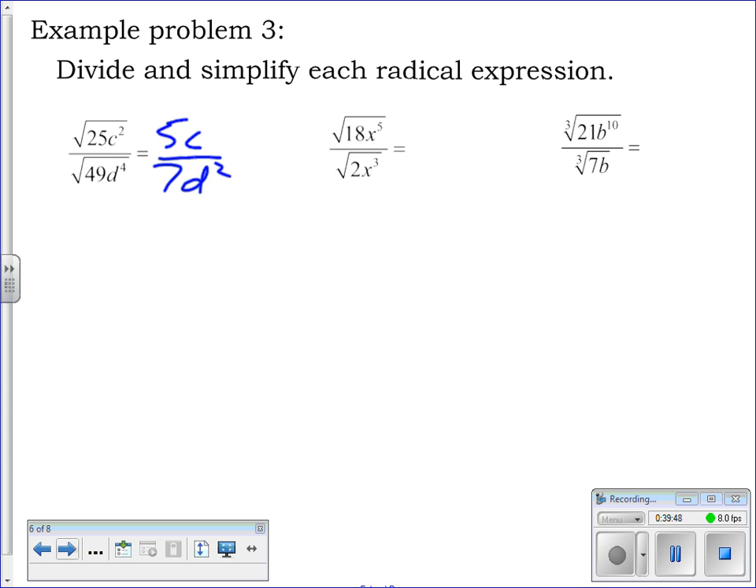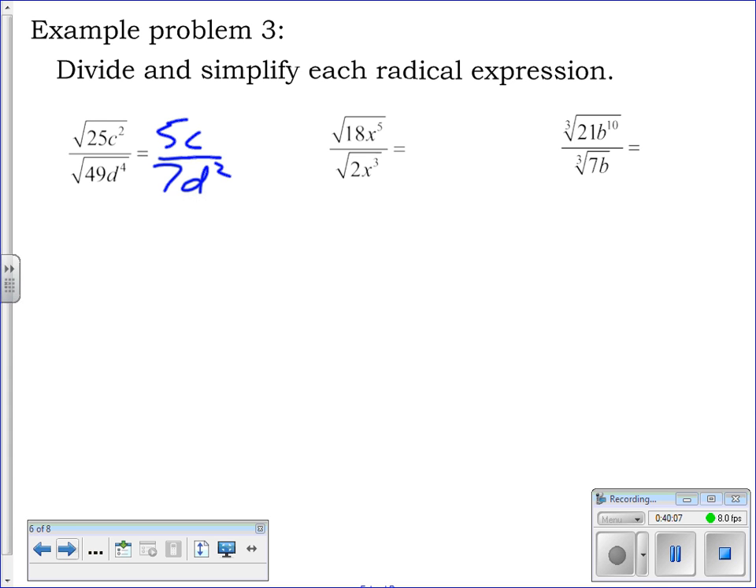Okay. And the reason I did this one this way is my denominator is a perfect square. I'm taking the square root of a perfect square. I'm just not going to mess with it at all. I'll just deal with that. Whatever happens in the numerator happens in the numerator. I don't care.